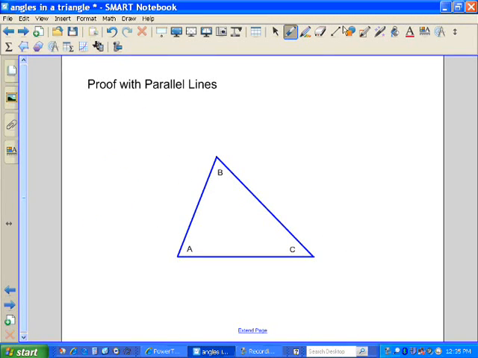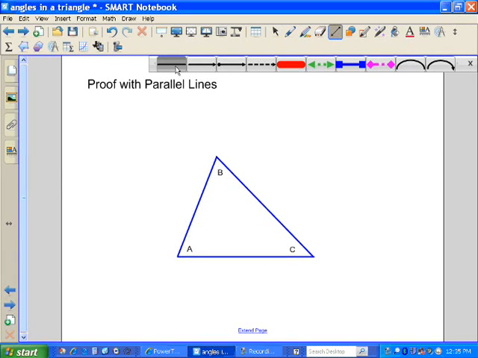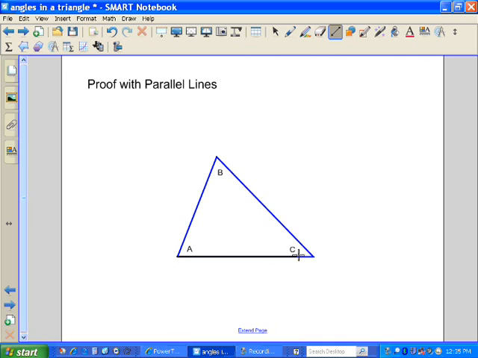Okay, proof with parallel lines. This one may be a little bit odd for you to deal with, but I'm going to draw a line right there. Question is, if I were to take a line, have it pass through point B, and have it be parallel to this side AC, how many different ways could I do that? You're thinking just one, probably, right? There's only one way I could draw that line, make this line parallel to that line, pass through this top of the triangle.